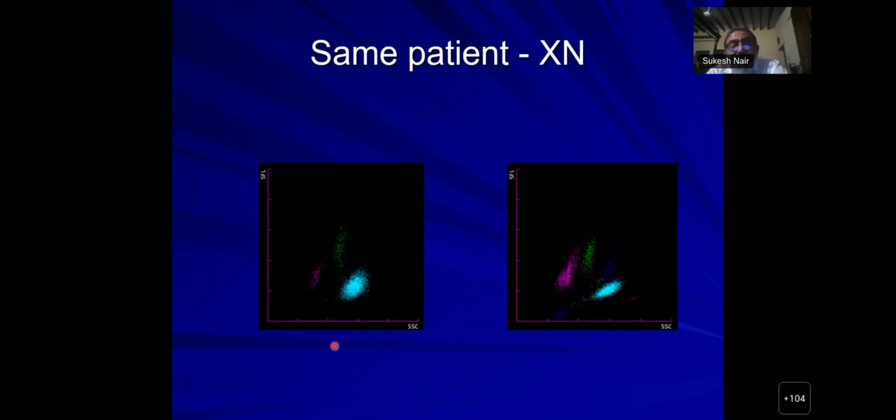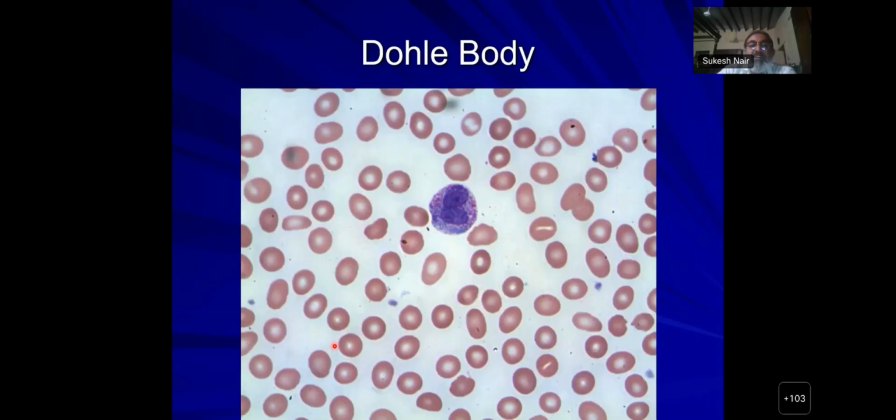Actually, there's a patient who has a left shift, but look at his neutrophil compared to the normal person. His neutrophil blue population, that is the sky blue population, the turquoise blue, is so high that it indicates there is more fluorescence of this neutrophil population compared to the normal person. And the reason for that is the Döhle bodies. You can see the blue Döhle bodies in this neutrophil. That's the reason why there was more fluorescence in the neutrophil compared to normal.